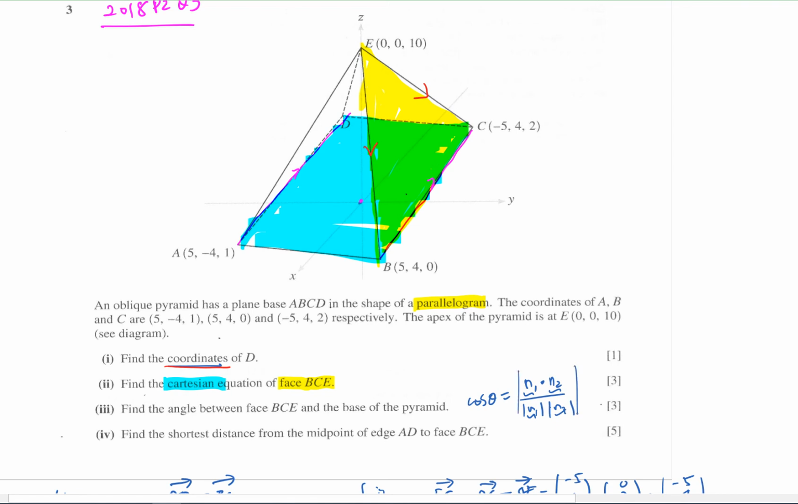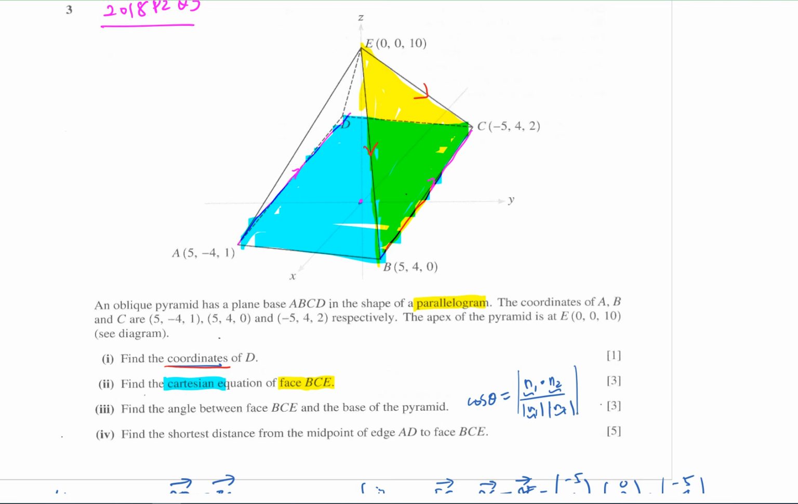Okay, so actually you can put a modulus here. So now, finding the angle between two planes, you will use the two normals. I know the normal for plane BCE from part 2, but I don't know the normal for the base of the pyramid. And I want to tell you, don't be deceived by this diagram.